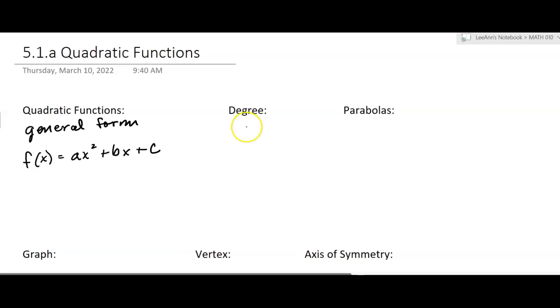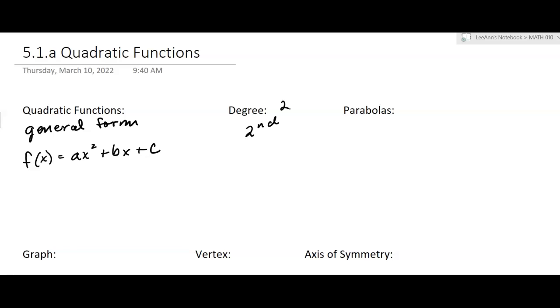The degree of a quadratic function is second degree, or degree 2, okay? So you're going to have an x squared term in it. If you didn't have an x squared term, then it'd be a linear function, right?